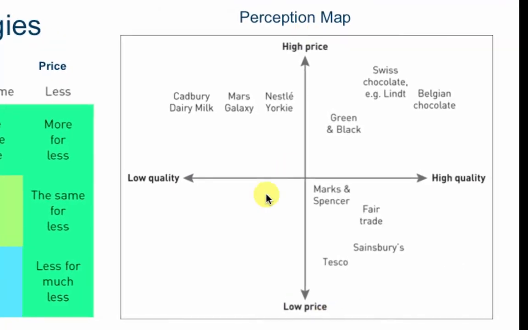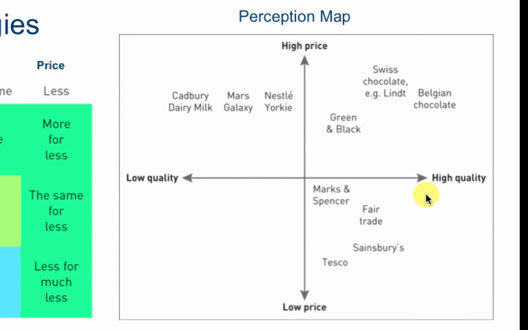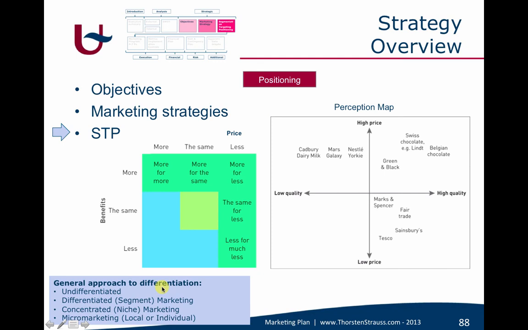The two dimensions should be something that is correlated, meaning the more quality I have, the higher the price. There's a correlation, therefore it makes sense to use these. You can also use them for things that are not correlated, but then you need to pick very carefully so it still makes business sense. In terms of approach to differentiation, we can be undifferentiated, we can be niche, market segment differentiated, we can be very concentrated niche market, or micro, and that's very local or of individual focus.